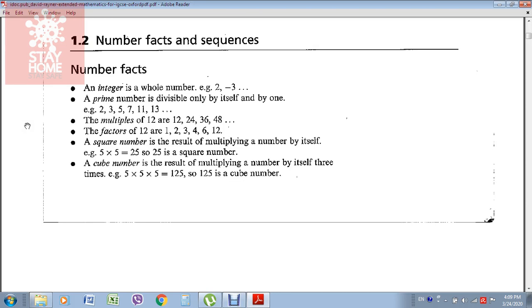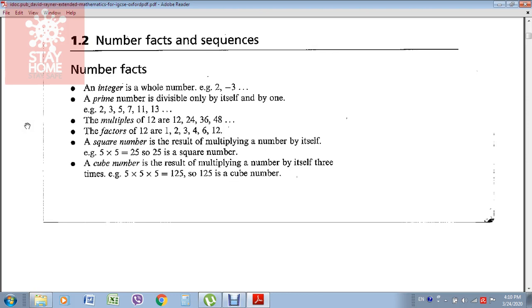And a prime number is divisible only by itself and by 1. These are the prime numbers: a number which cannot be divided by any other number is called a prime number. 2, 3, 5, 7, 11, 13, 17, 23, 29, 31, 37. All these are the prime numbers, the numbers which cannot be divided by any other number.